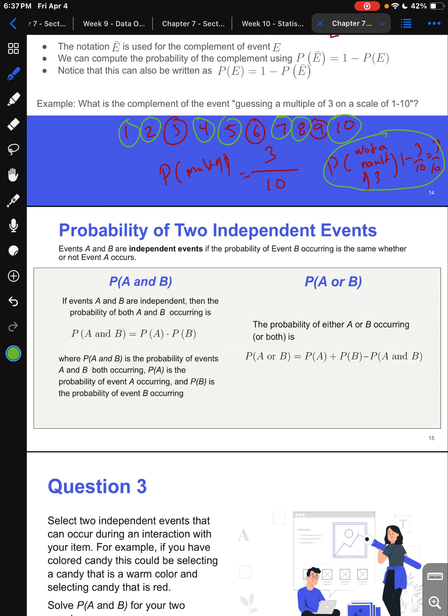And the formula for the probability of A or B is the probability of A plus the probability of B minus the probability of A and B occurring together. So this right here is the same as that right there. So you could rewrite that as probability of A plus probability of B minus probability of A times probability of B.